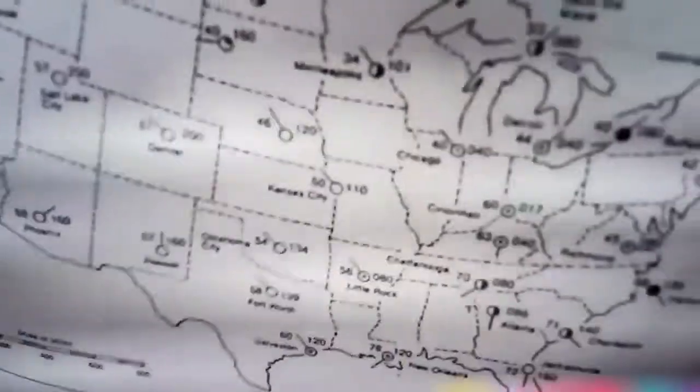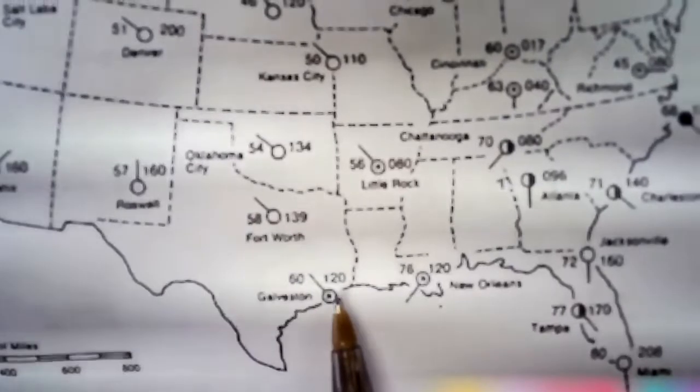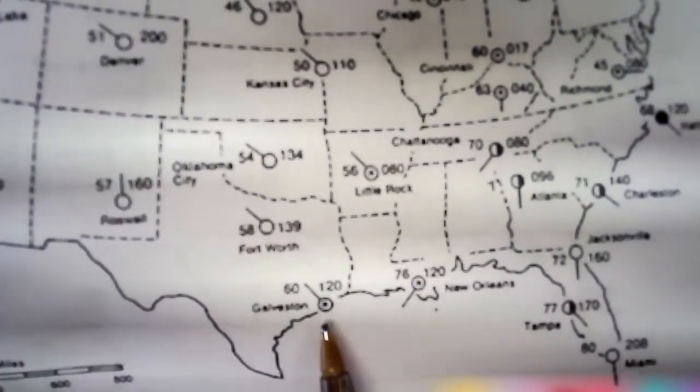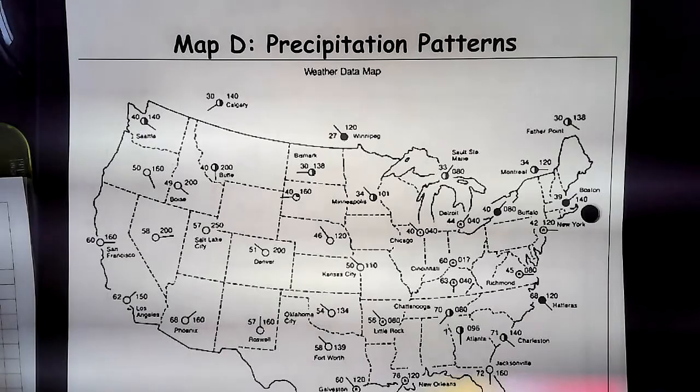And I know it's hard to see, but if you look at Galveston, for example, you'll have to look at yours because it's not showing up on mine. That looks like a dot there, but if you actually look pretty closely, that is an R. So it stands for rain.